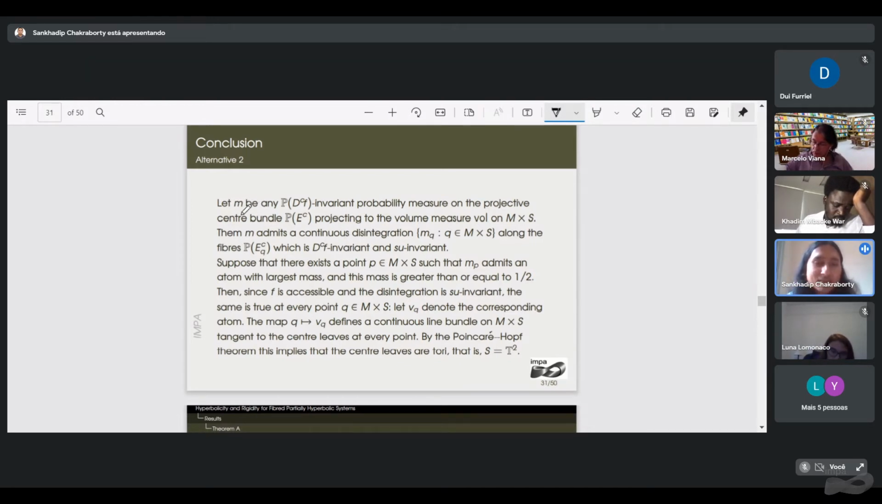Now we take any invariant probability measure on the projective center bundle, PEC, that projects to the volume measure. Then from the invariance principle, we are in that situation because lambda minus is equal to lambda plus. Then the measure admits a continuous disintegration along the fibers, which is DF invariant because the measure is F invariant, and also invariant under the holonomies. Now, suppose it admits a point p such that the conditional measure mp admits a mass which is greater than or equal to half. Why are we concerned with this? Because when it's less than half, we can construct conformal structures.